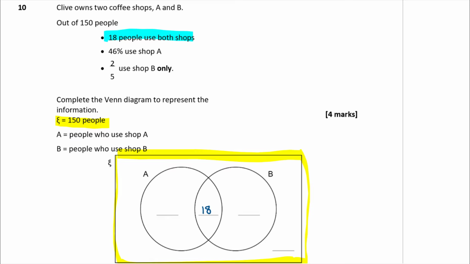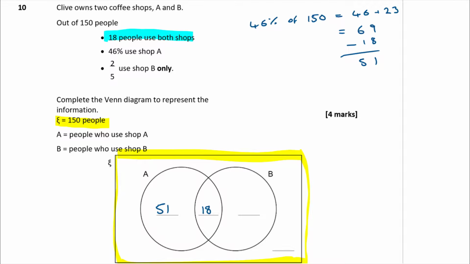Well, 46% of 100 would be 46, and then therefore 46% of 50 would be half as much, wouldn't it? So 46% of 150 is going to be 46 plus half of 46. It's going to be 23 then, I guess. So that's a total of 69 people then. So 69 people use shop A, but remember we've already accounted for 18 of them because we've got 18 in that central section there. So if we take off 18, then that's going to leave me with, what, 51? So I need to have 51 in that section there, so altogether it gives me the 69.